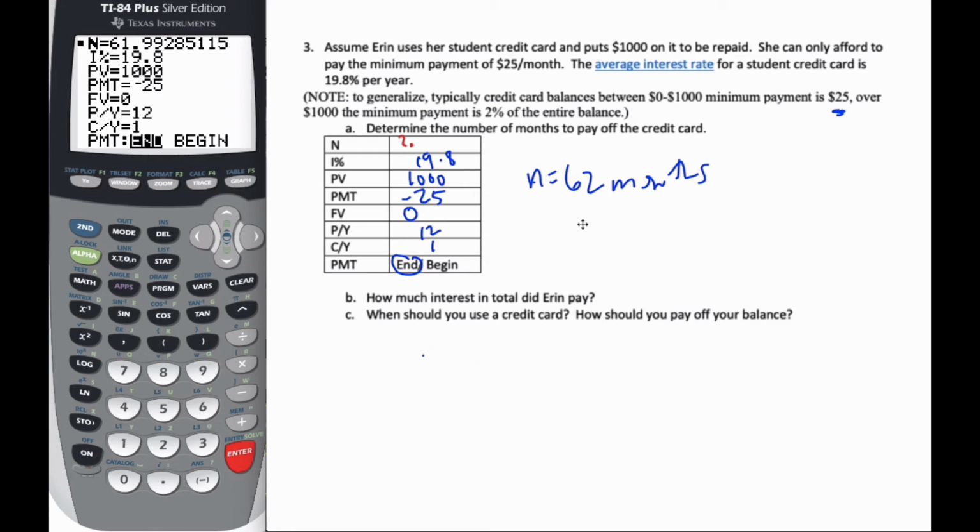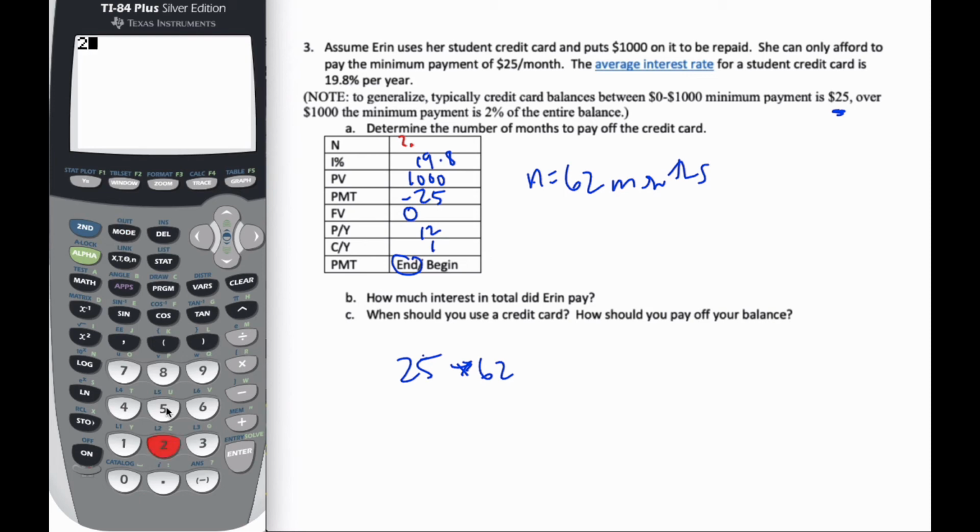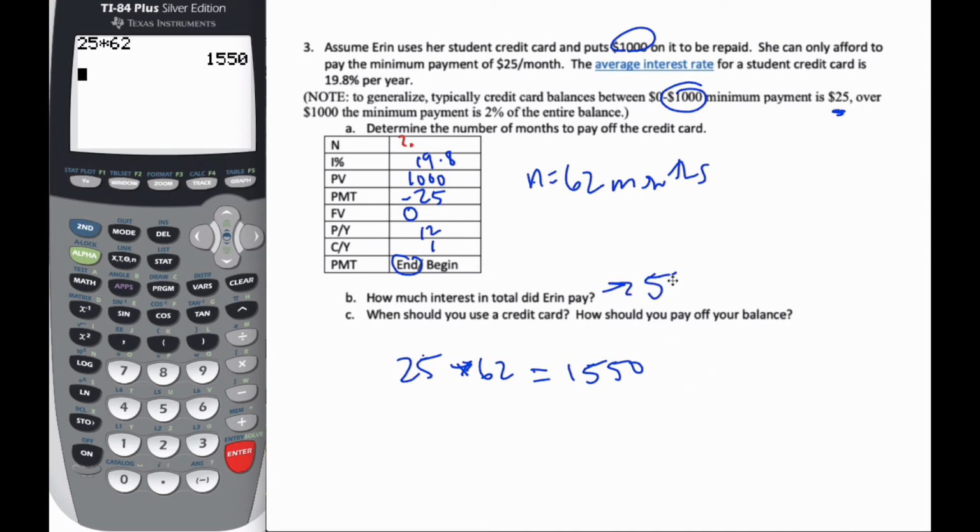So if Erin is paying $25 for 62 months, I'm going to multiply by 62. If I go 25 times 62, she pays in total $1,550. She only had a $1,000 loan, and so she paid interest. The interest was $550.